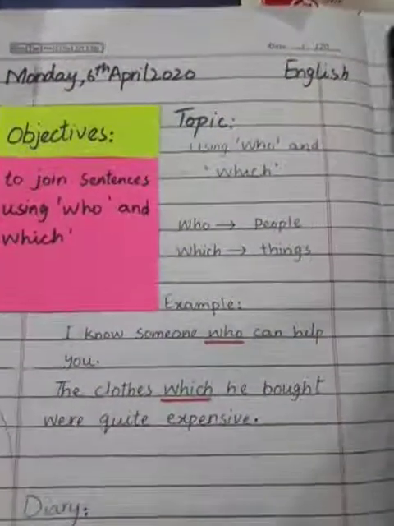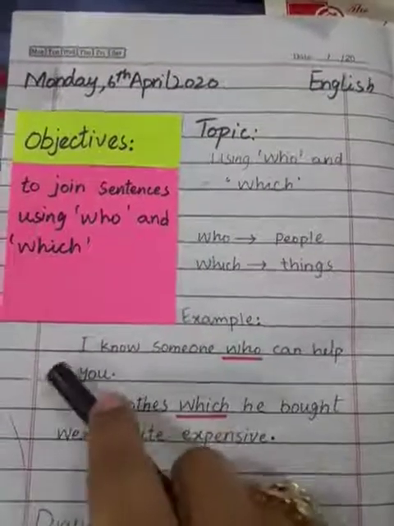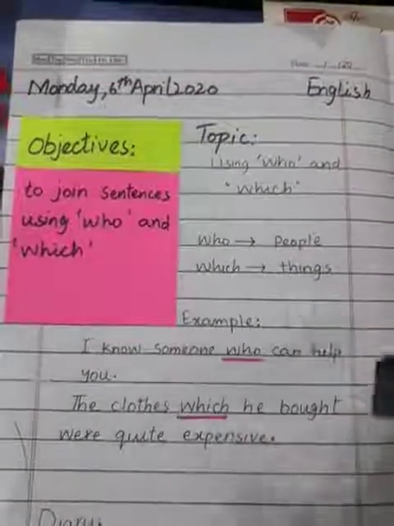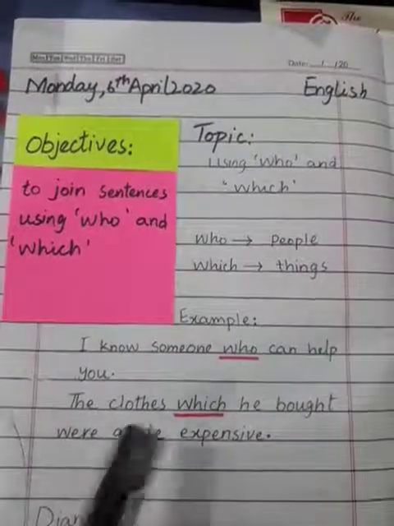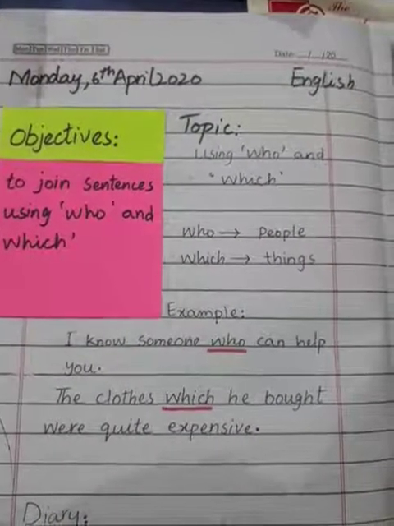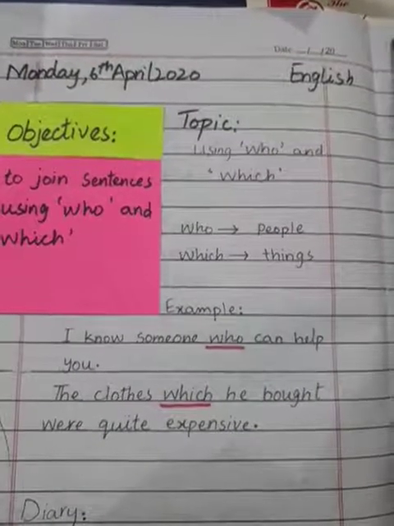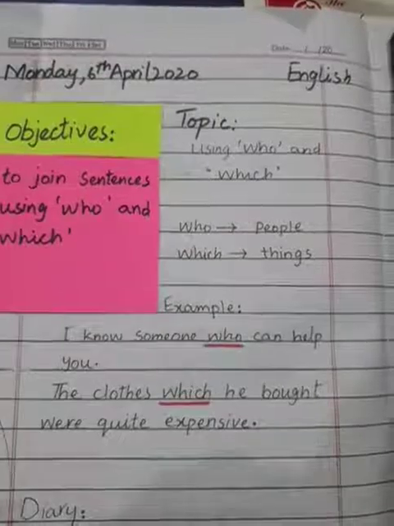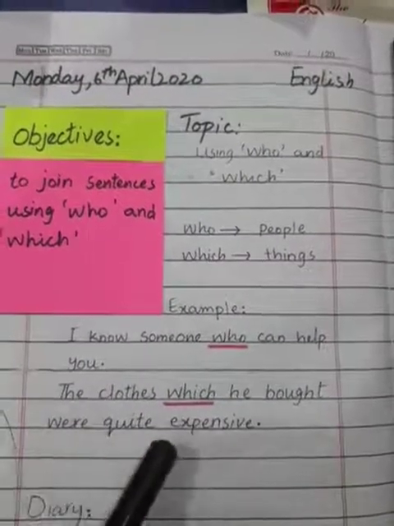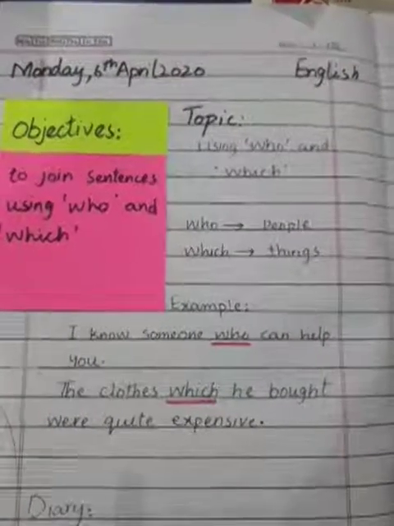let's take a look at some more examples. I know someone who can help you. Someone is a person, so we will use who. So the point to remember is that always use who with person or people, and which is used only for things. The clothes which he bought were quite expensive. Expensive means costly, something which is having a high price.